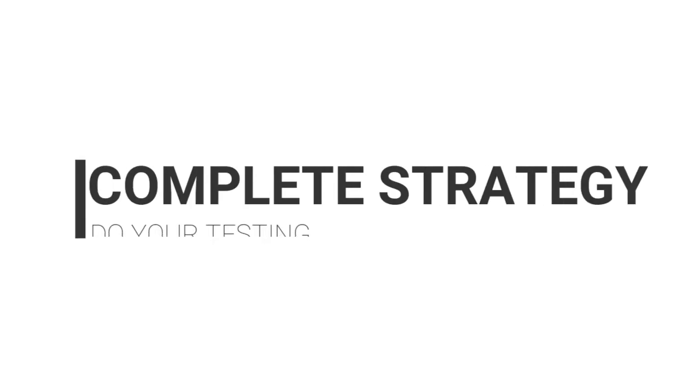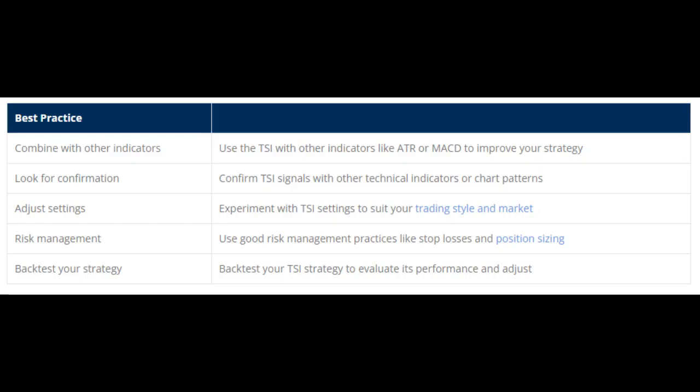So when you add the signal line and the center line crossovers, breakouts, and divergence, you can actually develop a pretty robust trading strategy. Best way to use it, consider these techniques. Combine with other indicators, look for confirmation, adjust the settings, risk management's important, and backtest your strategy.